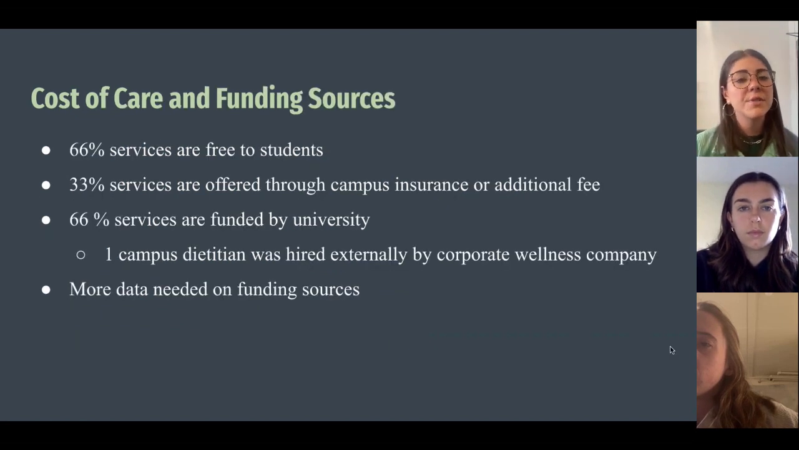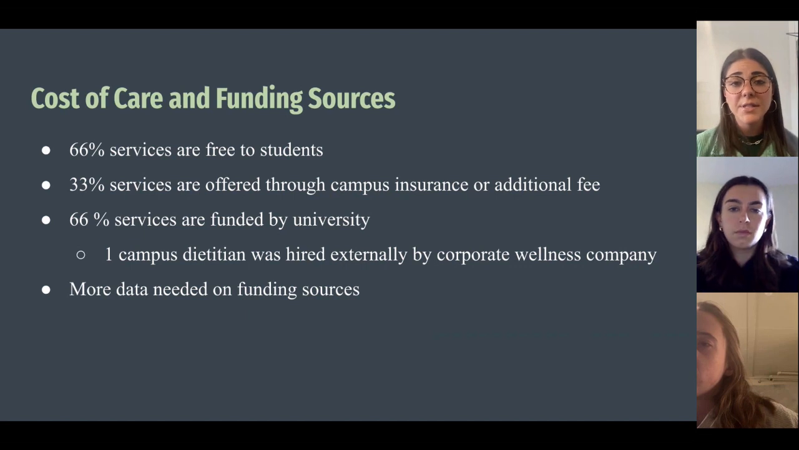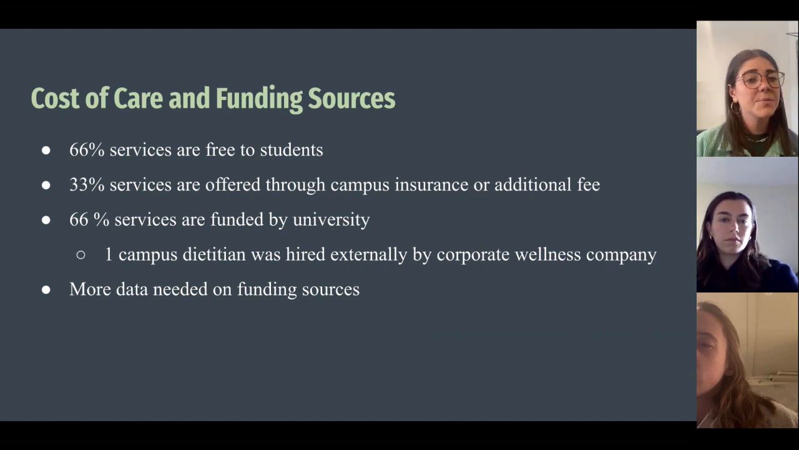So the next domain we worked with was the cost of care and funding sources. About 66% of services are overall free to students. There's a health fee that's included in the tuition, but it's free of cost to students. They don't have to pay anything up front when they arrive at the front desk.